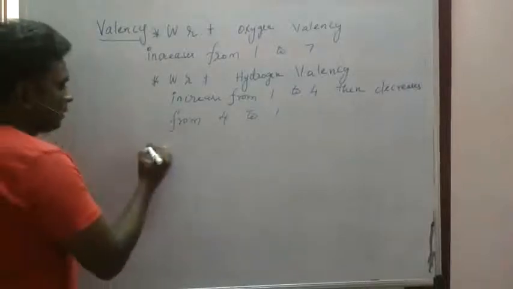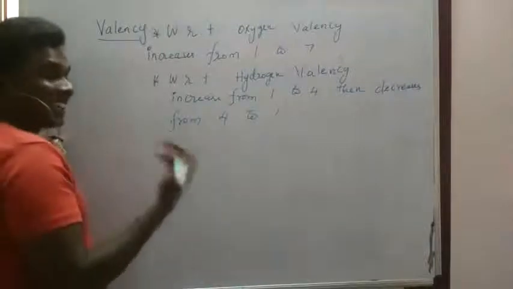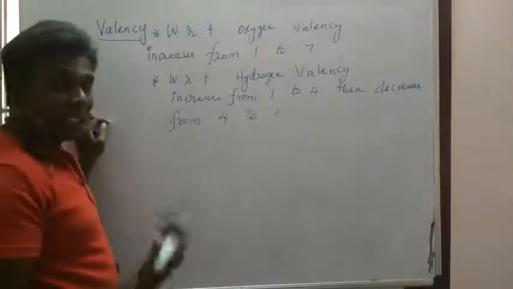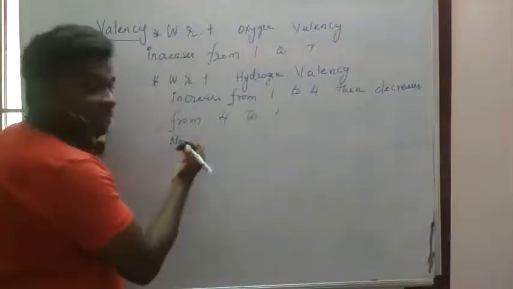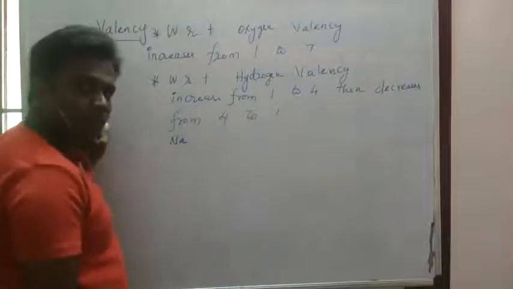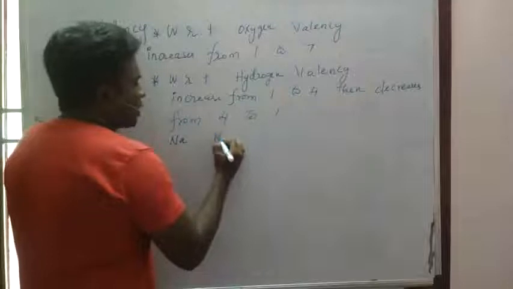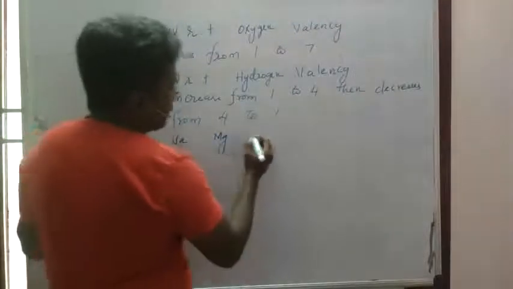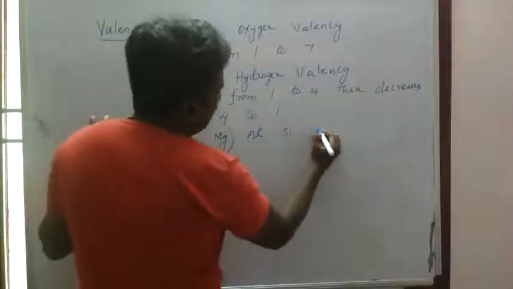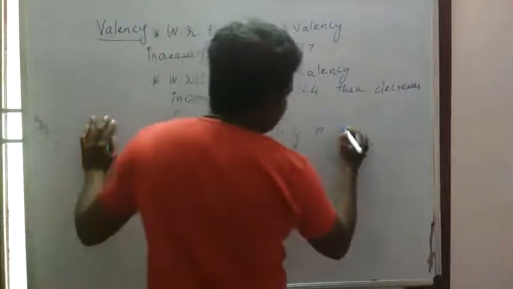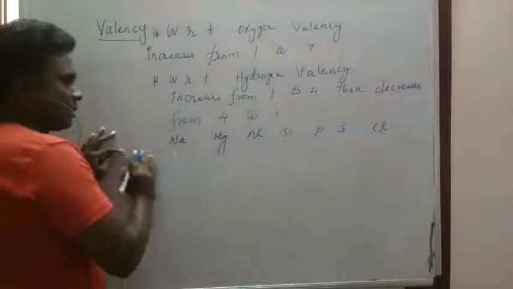We will take one example. Suppose I take the third period elements, the third period oxides. What is the third period? Third period metals: sodium, then magnesium, aluminium, silicon, phosphorus, sulfur, then chlorine will come.